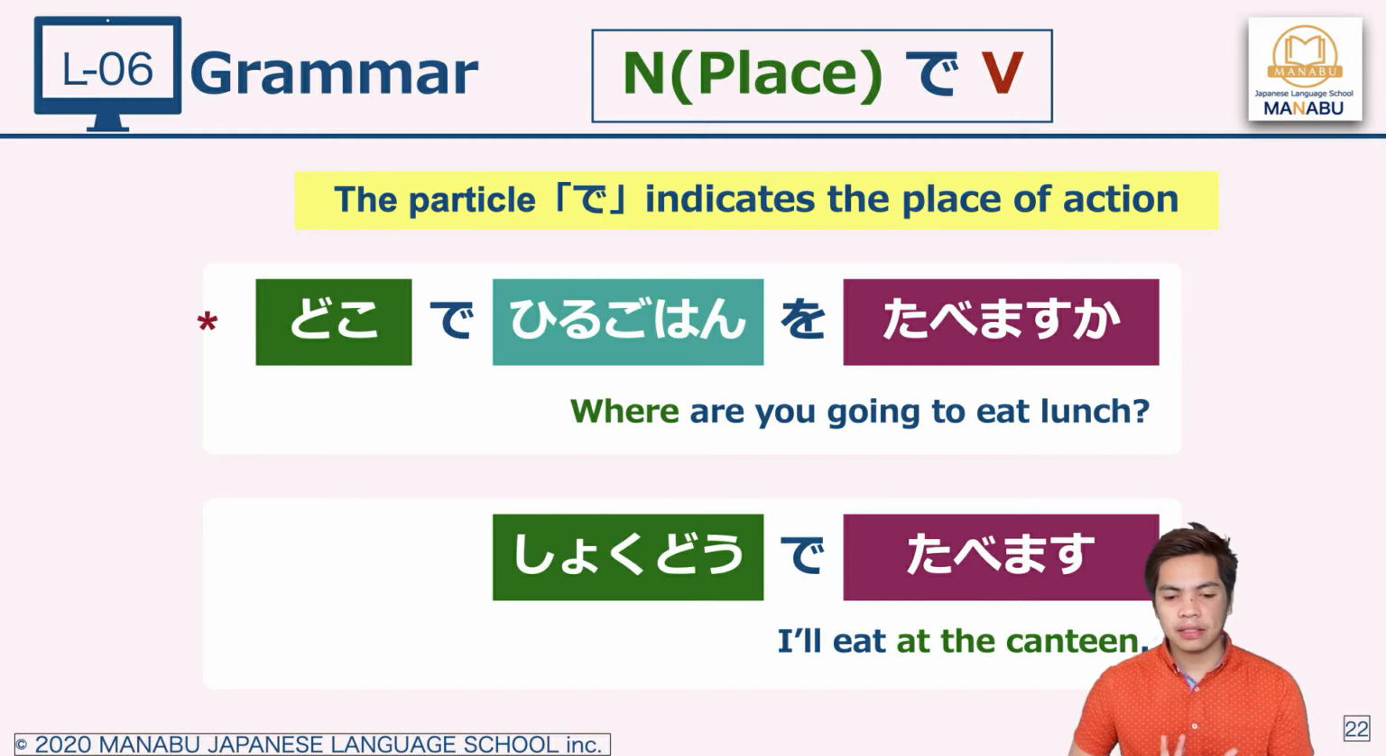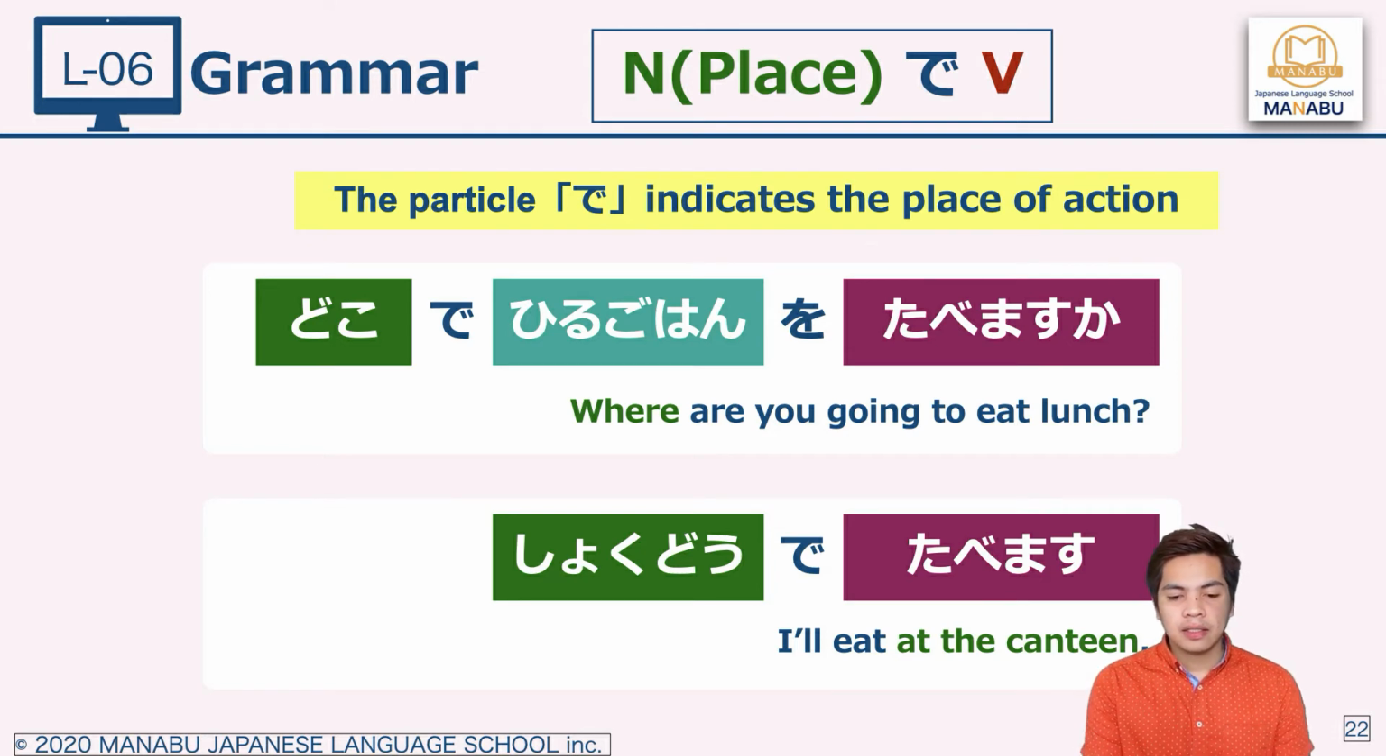So doko de. Then we answer with the word for place. Shokudo de tabemasu. So the place de verb is shokudo de tabemasu. I will eat at the canteen. The place of action of the verb tabemasu, then we attach the particle de. That's the indicator that shokudo is the place of action because of the particle de. And our verb is a transitive verb. So in this example, tabemasu.